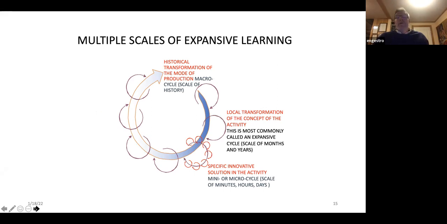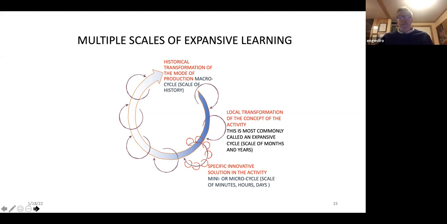It is also important to note that there are multiple scales in expansive learning. You may think of the biggest scale as historical transformations in the entire systems of socioeconomic formations, medium range would be specific activities or activity constellations going through major transformations. And then there are these smaller embedded cycles, or you might call them mini or micro cycles, in which specific innovative solutions in the activity are generated.